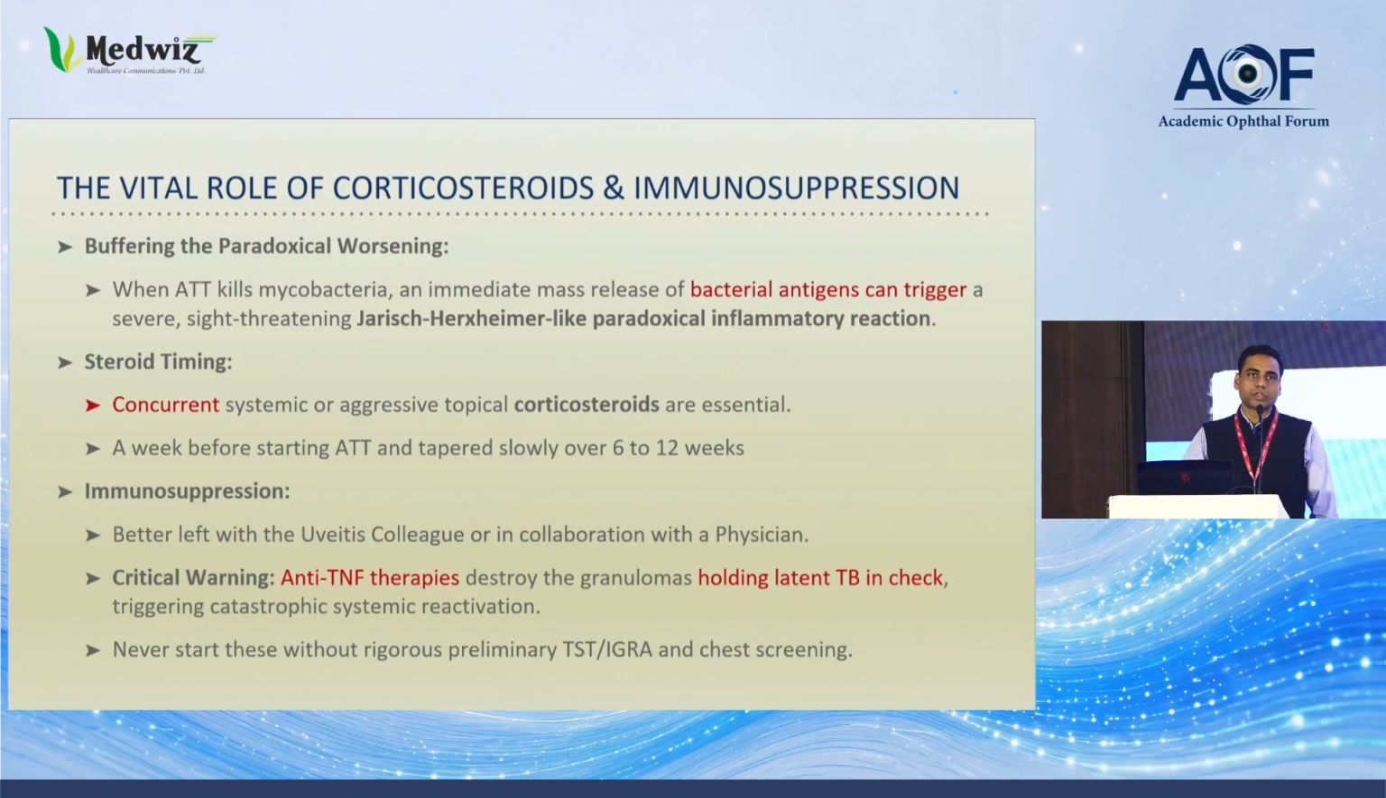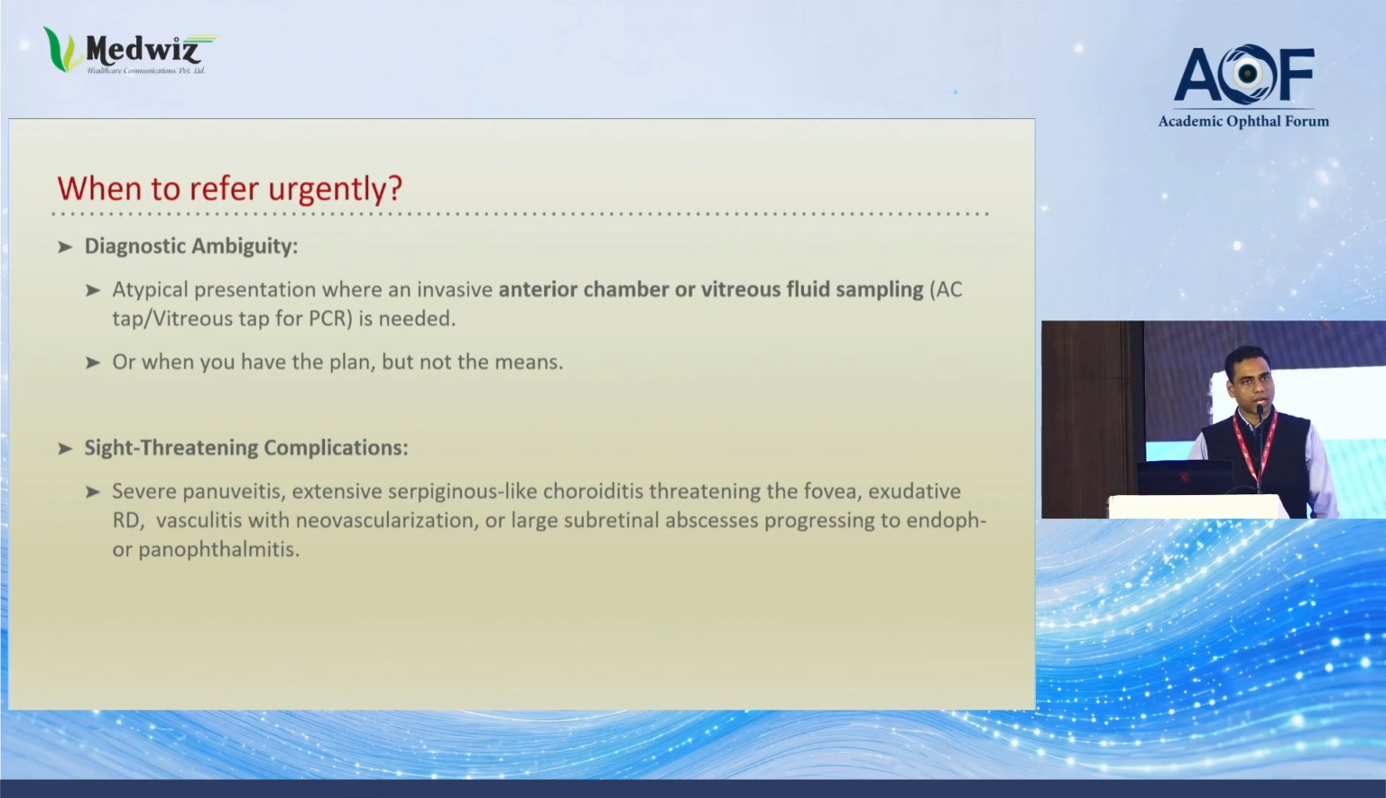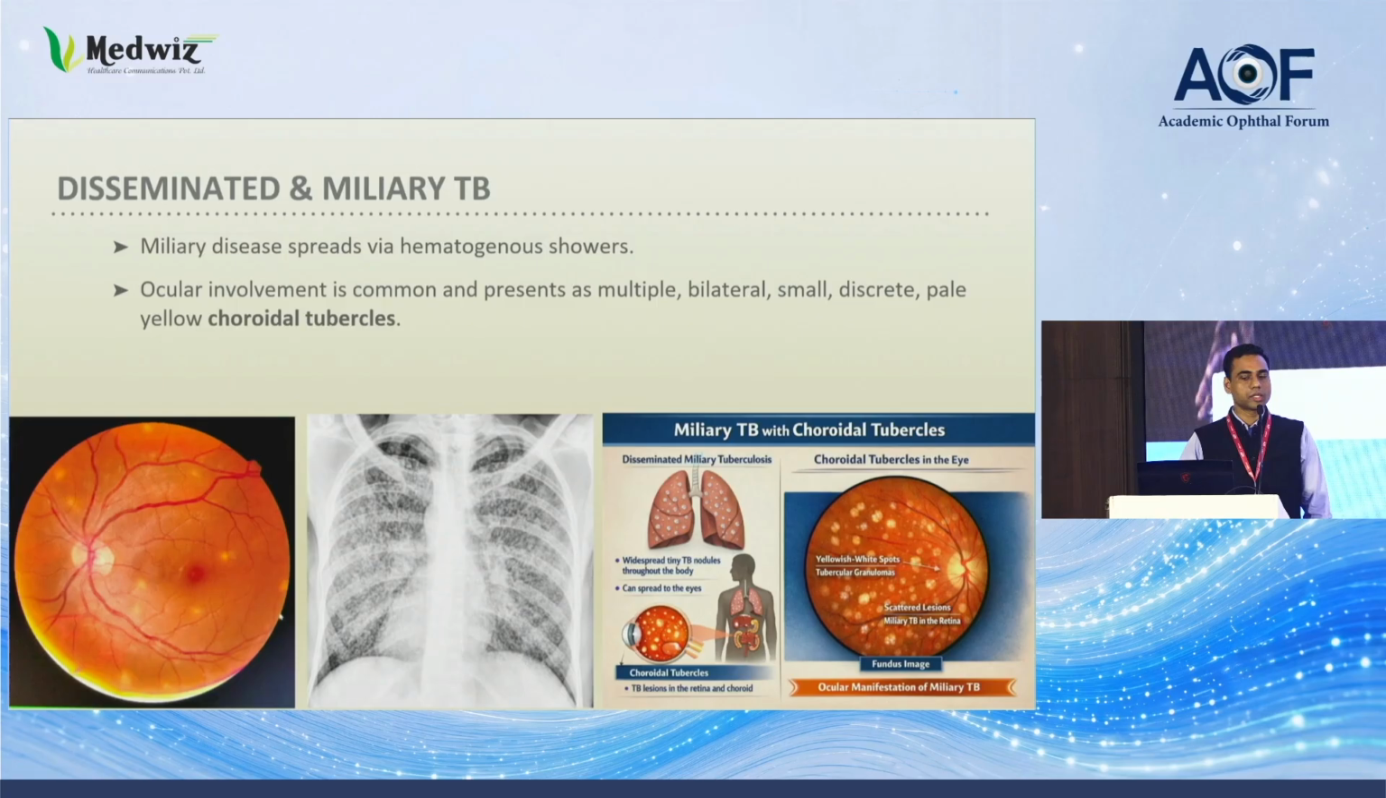Immunosuppression is best left to a physician or a uveitis specialist who is more trained to handle it, because the moment you feel immunosuppression is required, I think it's the best time to refer that case. So when do you refer the case? Of course, you're not going to be treating all kinds of uveitis, because even uveitis specialists sometimes fumble with a lot of cases. So if there is a diagnostic ambiguity, if an invasive test is required, you don't have the armamentarium, or there are sight-threatening complications, it is important to recognize them early and refer the patient.